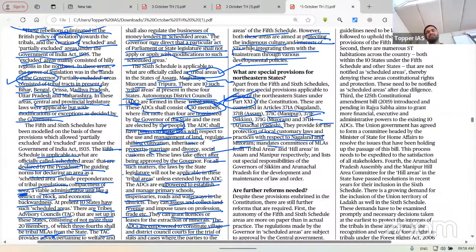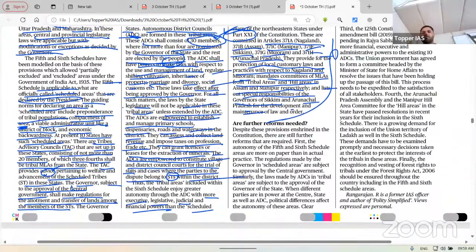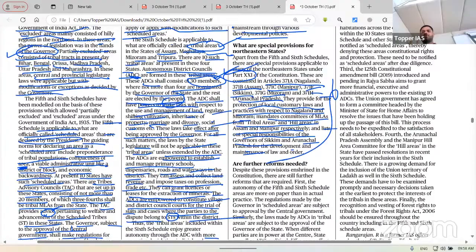And it also mandates committees of MLAs from tribal areas and hill areas in Assam and Manipur respectively, and lists out special responsibilities of the governor of Sikkim and Arunachal Pradesh for the development and maintenance of law and order. So these are some of the other special provisions given in Part 21. You can go through them again. Have you understood this?